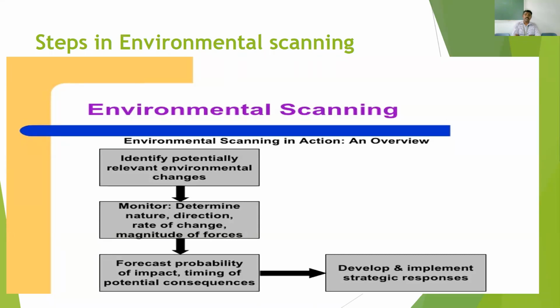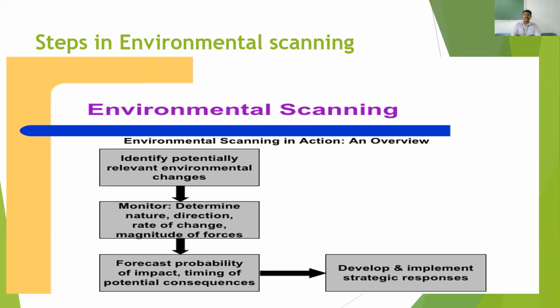And third one, forecast probability of impact, timing of potential consequences. You should predict the probability of impact because of that particular environmental change, what kind of impact it will create and when it will create the impact. That you have to identify through this process.